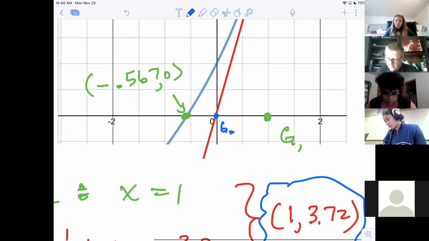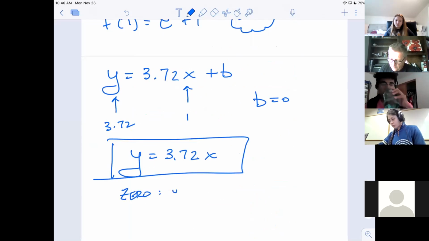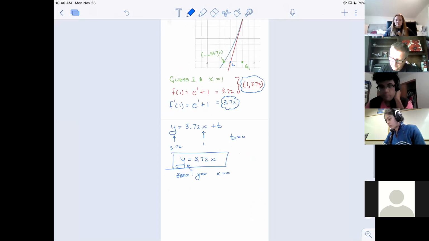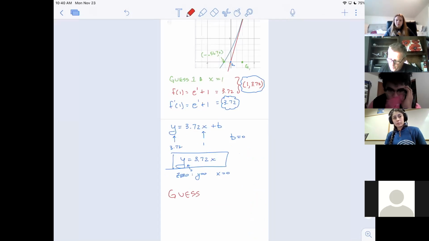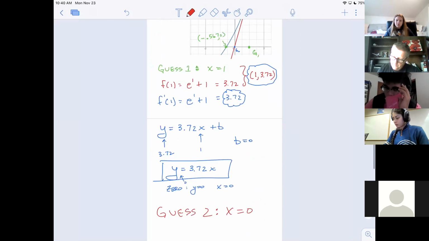Now, how do you algebraically find that? Well, remember that the 0 is sort of code for y equals 0. So if I throw 0 into that, then I get x equals 0. So effectively you just landed at guess number 2, which is x is 0. So there's your first guess. There's your improved guess.